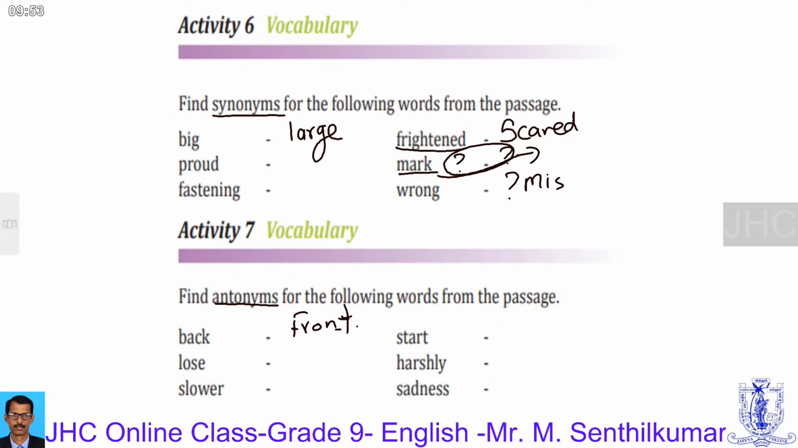Like that, you have to find the opposite meaning from the text. You go once again, you get the meaning. What is the meaning of this word? Then go to the text and find the words from the text. This is called antonyms, or opposite word, opposite meaning. Start, end. Like that.